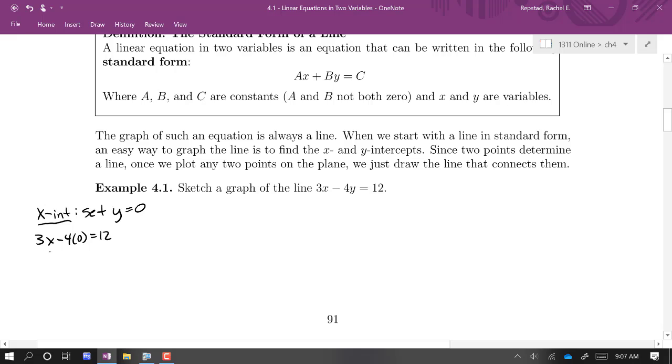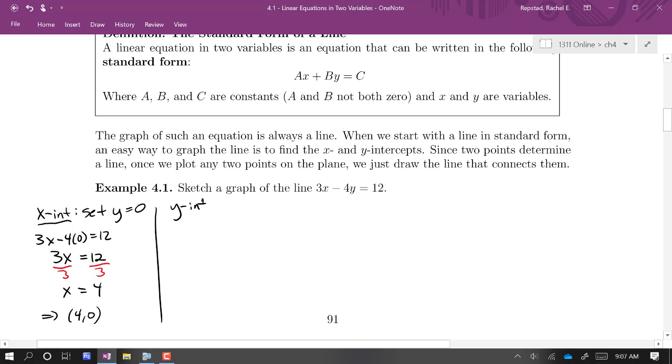And of course the 4 times 0 is 0, so we get 3x equals 12. We divide by 3, and we get the value x equals 4. And that means that the point (4, 0), x is 4, y is 0, is a point on our line. Then we can find the y-intercept.